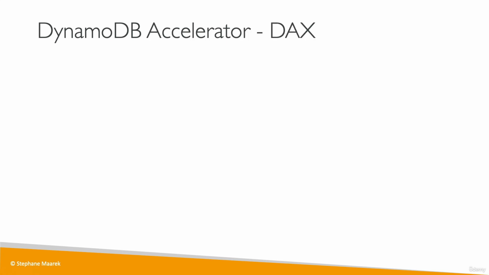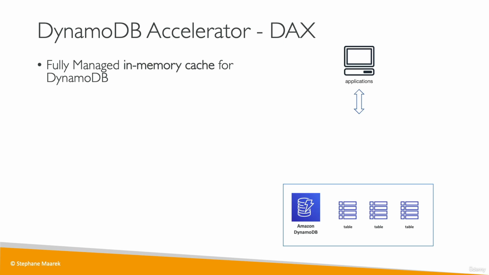Then we have DynamoDB Accelerator, also called DAX in the exam. It is a fully managed in-memory cache for DynamoDB. So this is a cache that's specific for DynamoDB, so it's not like Elasticache. So for example, say your application wants to access DynamoDB tables. For this, if you want to cache the most frequently read objects, then you would use DAX or DynamoDB Accelerator as a cache in between.